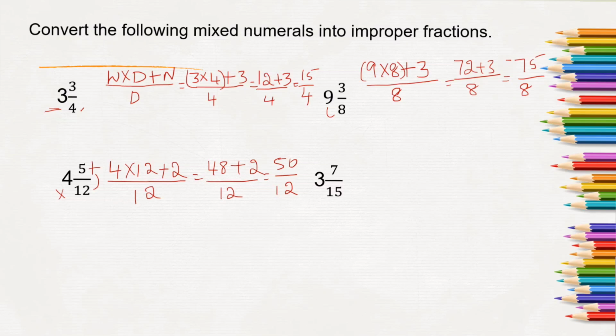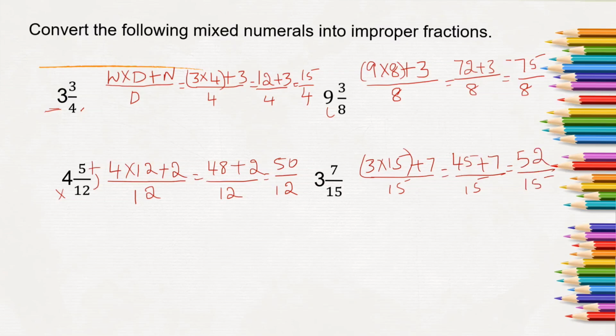Similarly, 3 into 15 plus 7 by 15. 3 15 times will be 45. 45 plus 7 by 15. 45 plus 7 will be 52 by 15. So here 3, 7 by 15 as an improper fraction is 52 by 15. This is how we can convert mixed numerals into improper fractions.